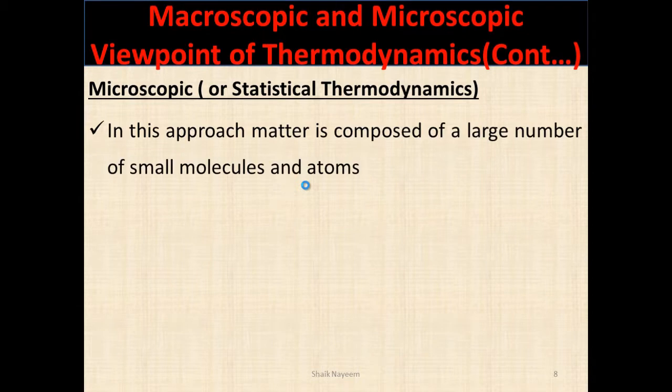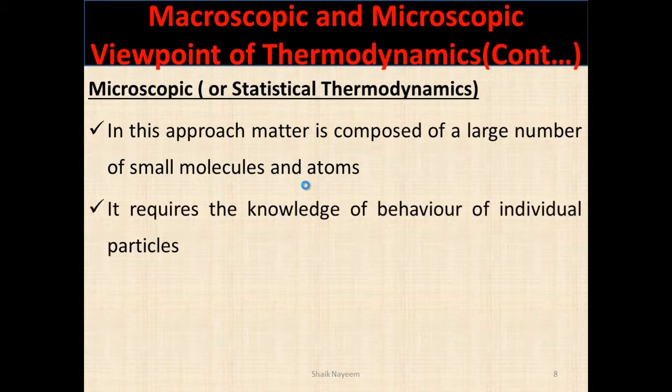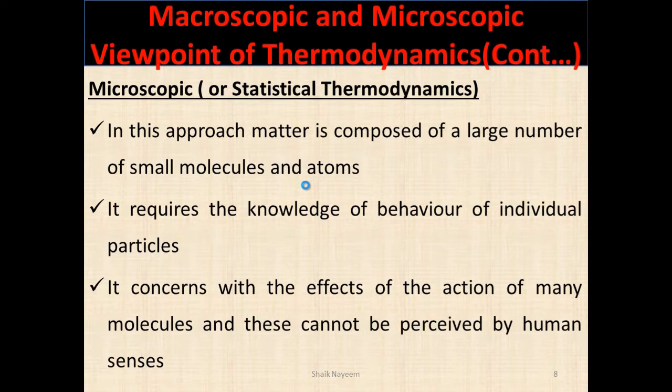Here we are assuming a matter is composed of a large number of small molecules and atoms. It requires the behavior of the individual particles. That means what is happening in an individual atom or molecule, we need to study the behavior of those things. It concerns the effects of the action of many molecules, and this cannot be perceived by the human senses. We can't see what is happening inside at an atomic or molecular level.